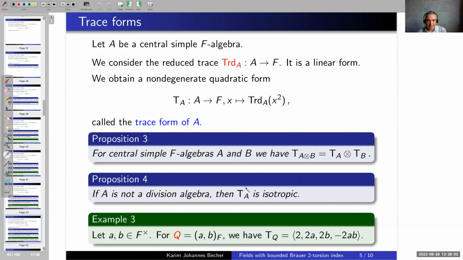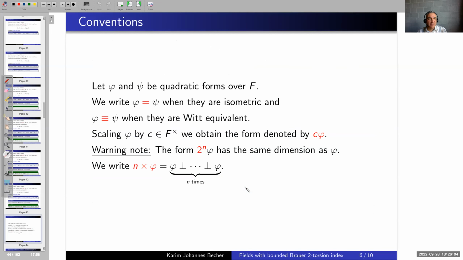Good. Let's see that. I still want to mention a couple of conventions that I will now use for quadratic forms. I will write equality between them to say that they are isometric, and I will write 3 bars to say that they are Witt equivalent. So this here will be used for Witt equivalence.